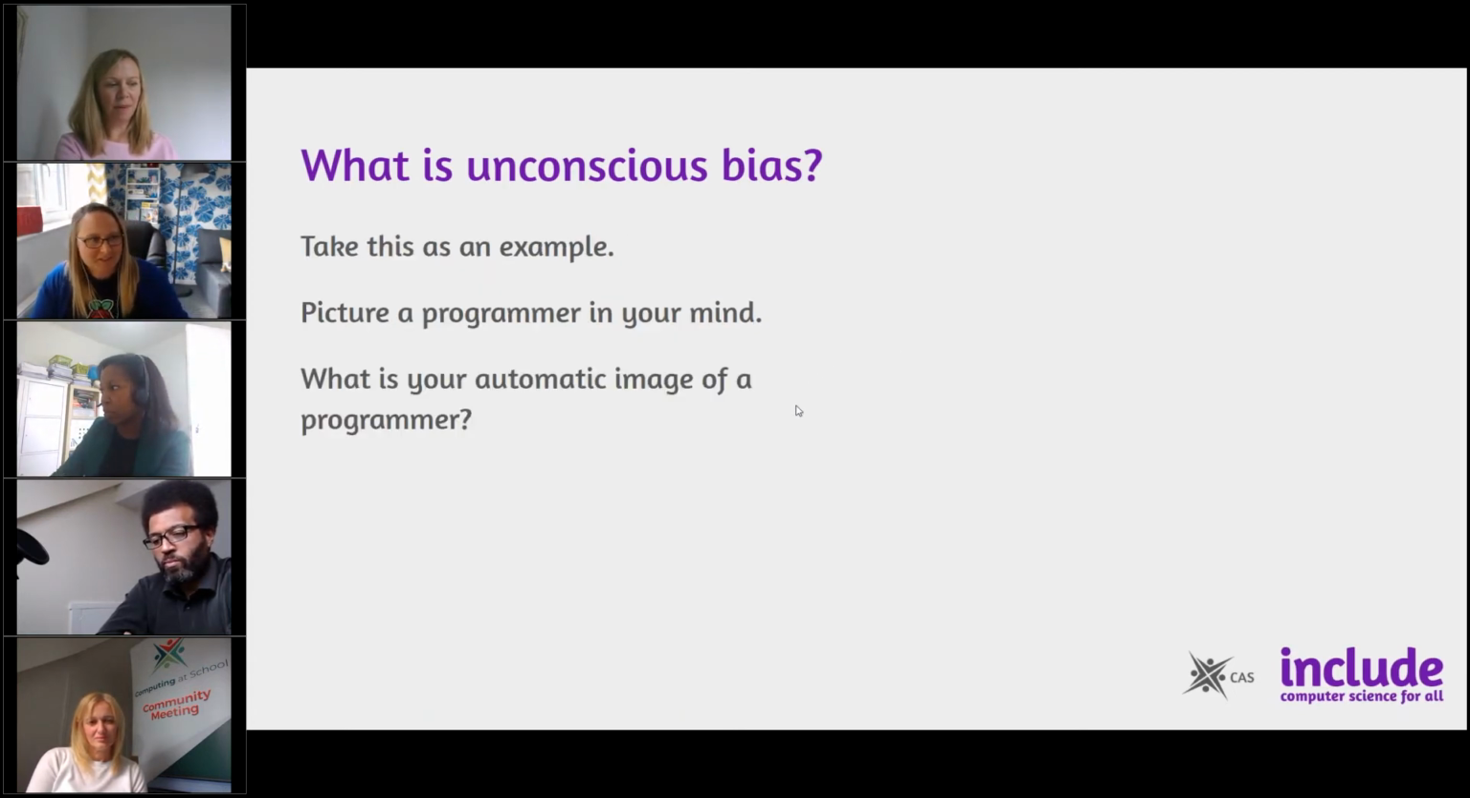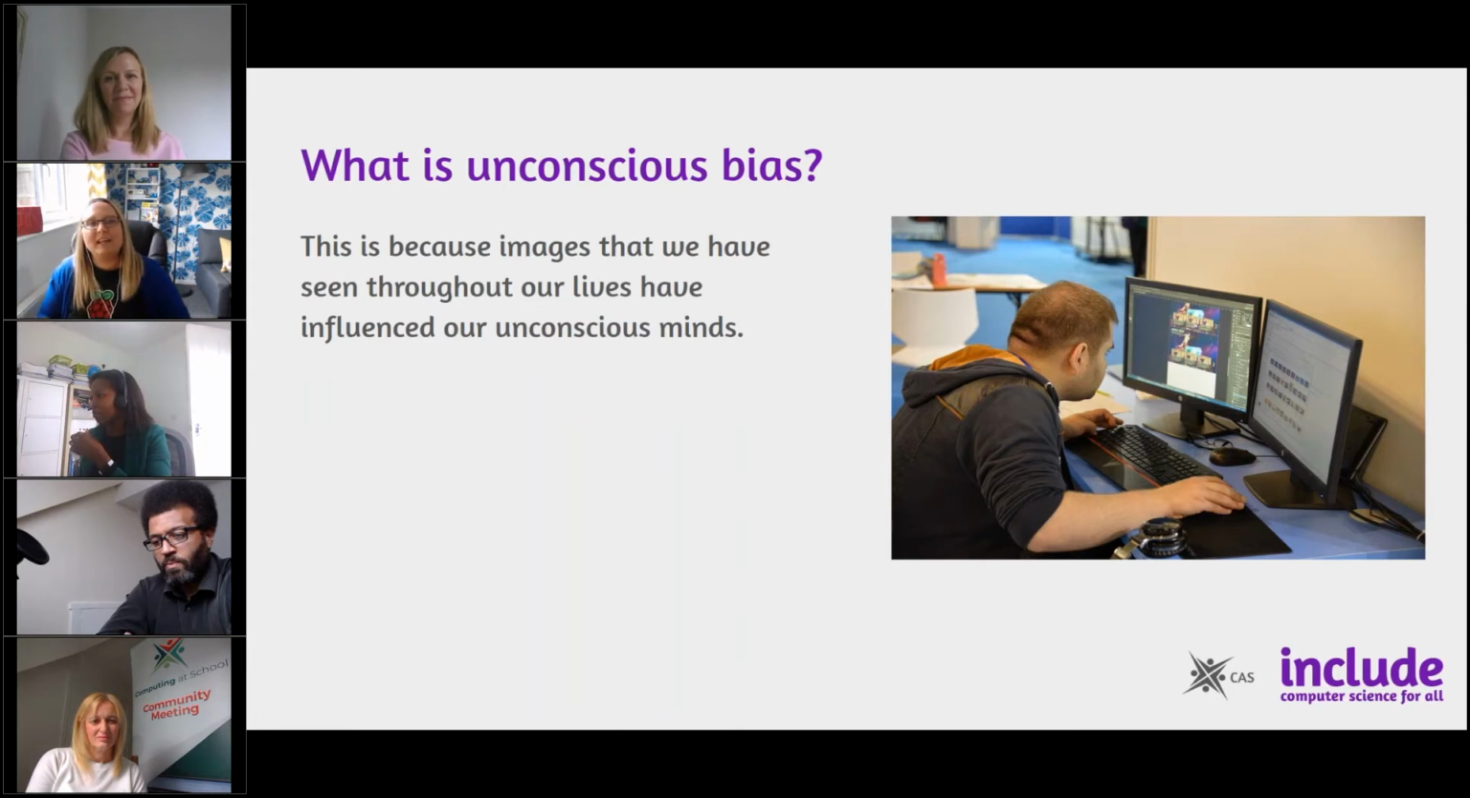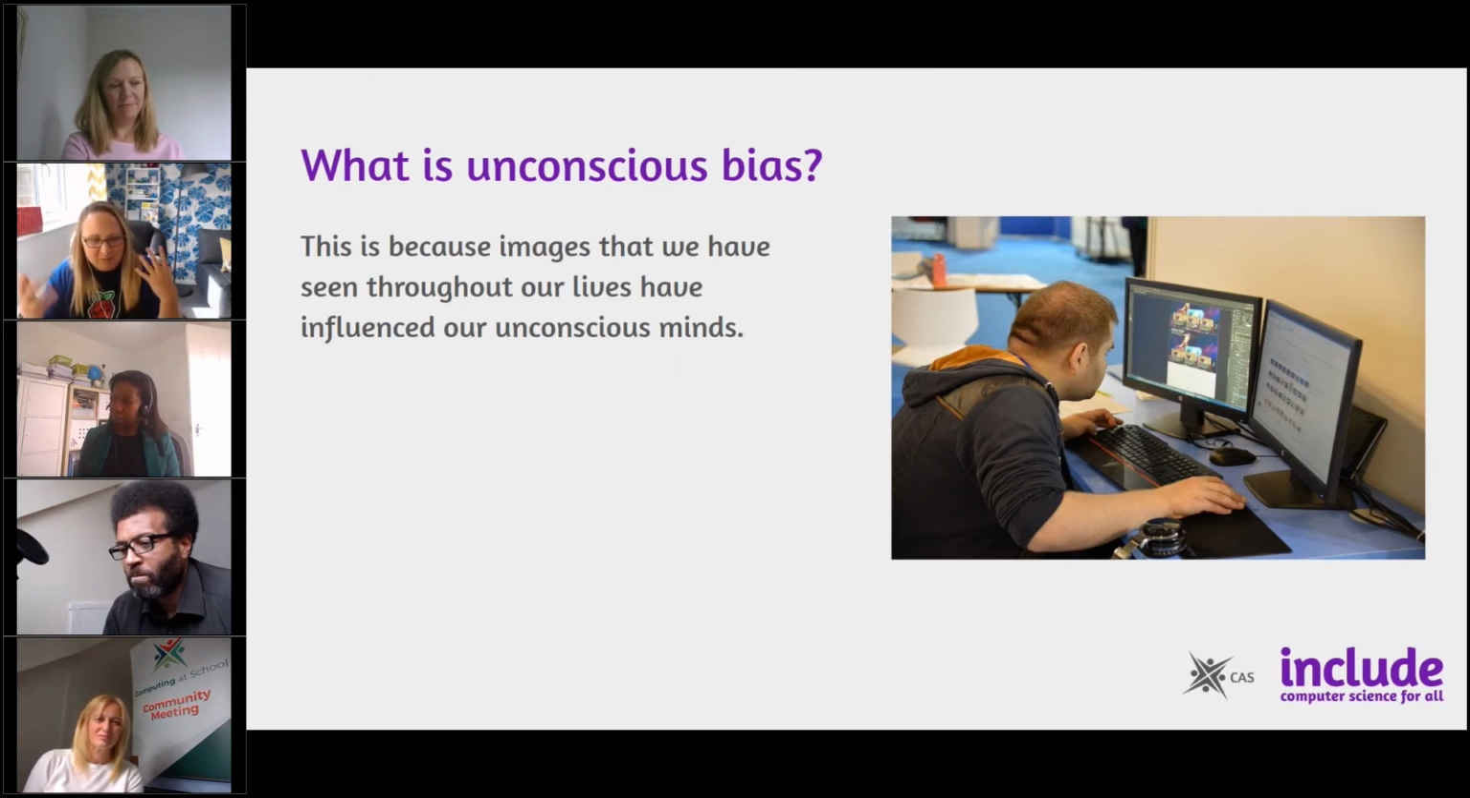So I want everyone to just take this as an example. Picture a programmer in your mind and think, what is your automatic image of a programmer? Most likely it'll be something like this, which is a white male crouched over a desk, a couple of monitors in front of them. They might be wearing glasses, they might appear unfriendly or unsociable. And you know, I've met a lot of programmers and I know this isn't the real picture, but the media, films, TV, our parents possibly, and our teachers might, as we grow up, build our experiences by showing us examples of this kind of thing, and that's what we start to develop. So our unconscious mind thinks, well, that's what a programmer is.